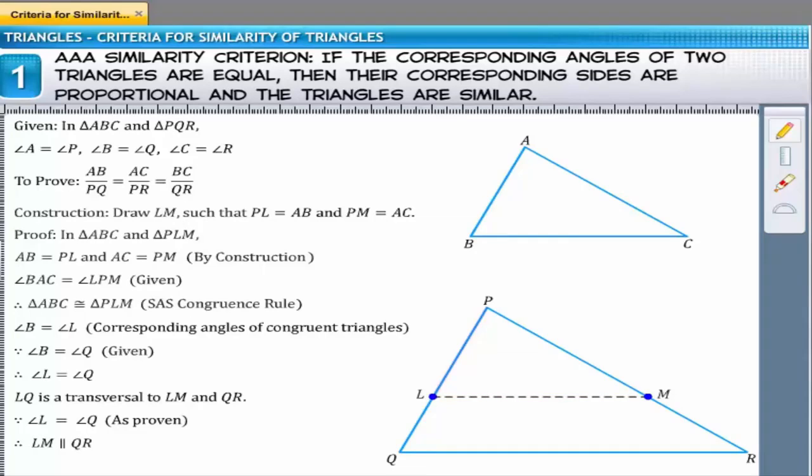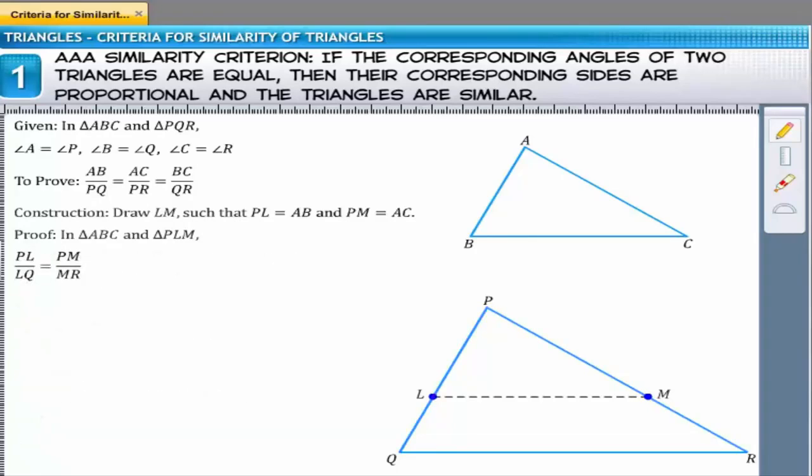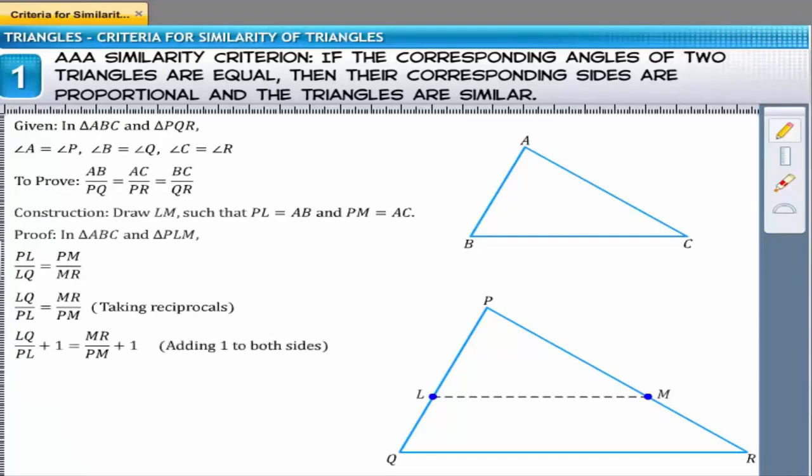Next, let's consider sides PL and LQ and sides PM and MR. By the basic proportionality theorem, PL upon LQ is equal to PM upon MR. That means these sides are proportional. Now, let's take the reciprocal of this equation. Let's add 1 to both sides of the equation and simplify it. Here LQ plus PL is equal to PQ and MR plus PM is equal to PR. Through construction, PQ and AB are in the same ratio as PR and AC.